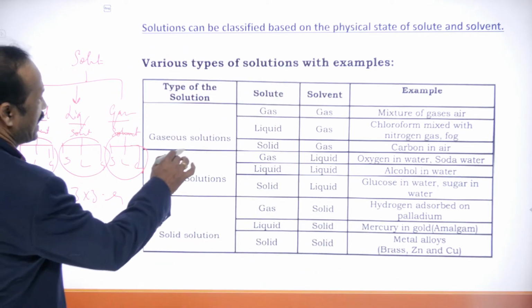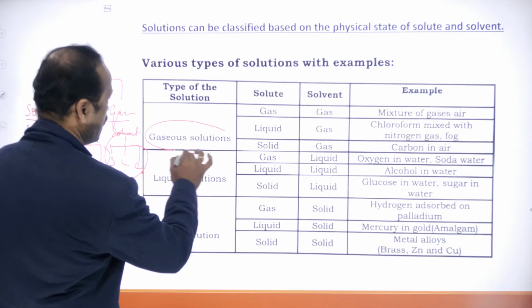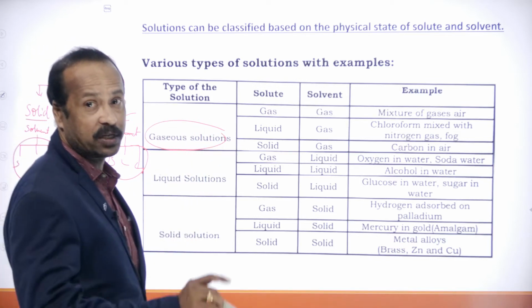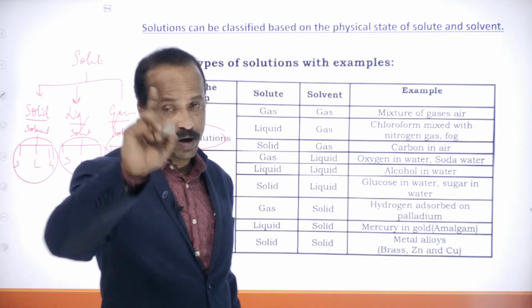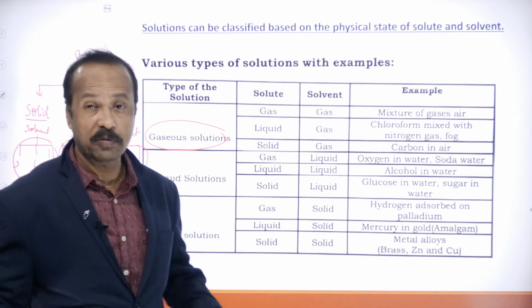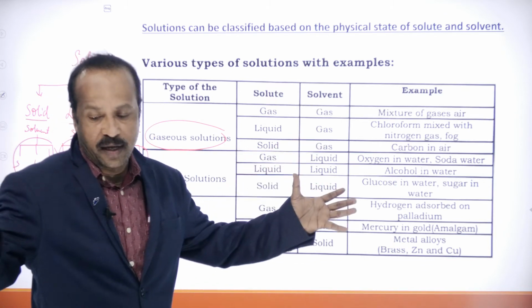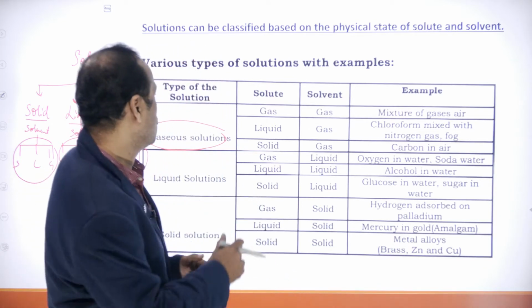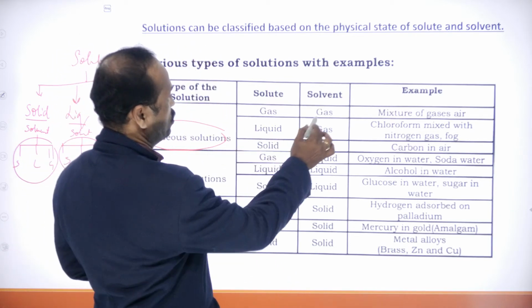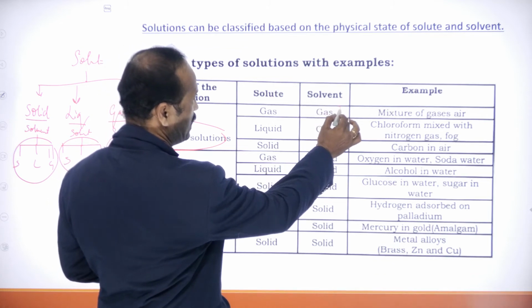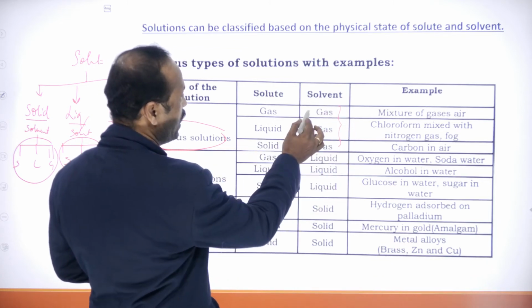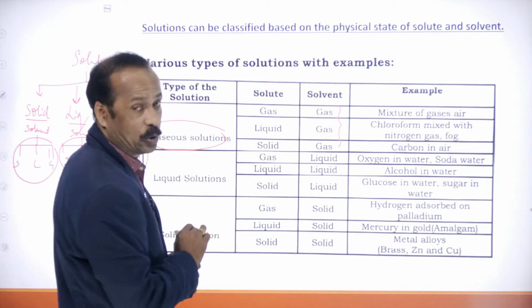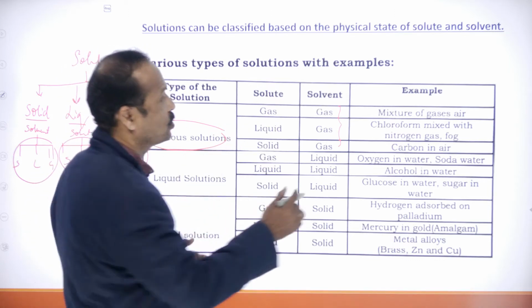So, first let us see the gaseous solutions. Gaseous solution means what? A solution in which gas is a solvent. Gas is a solvent means what? Gas is in more quantity and the other will be in a lesser quantity. Clear? Now see, gas is solvent. See here, in these three cases, gas is solvent. Gas is solvent, gas is solute. The example is what? Air.